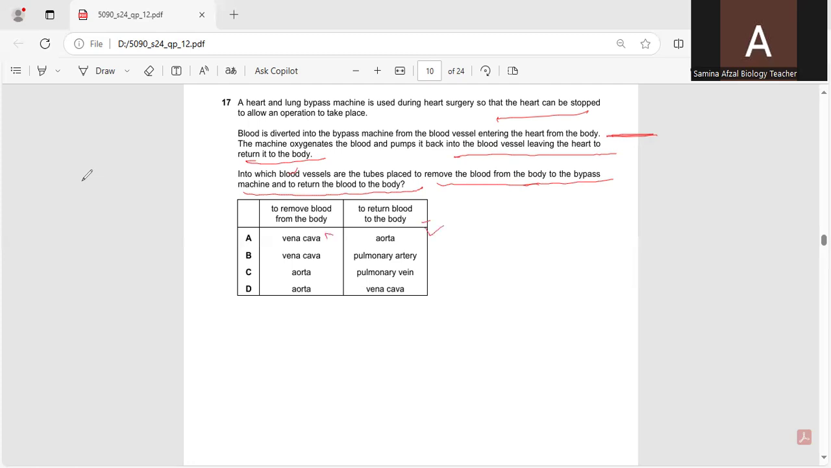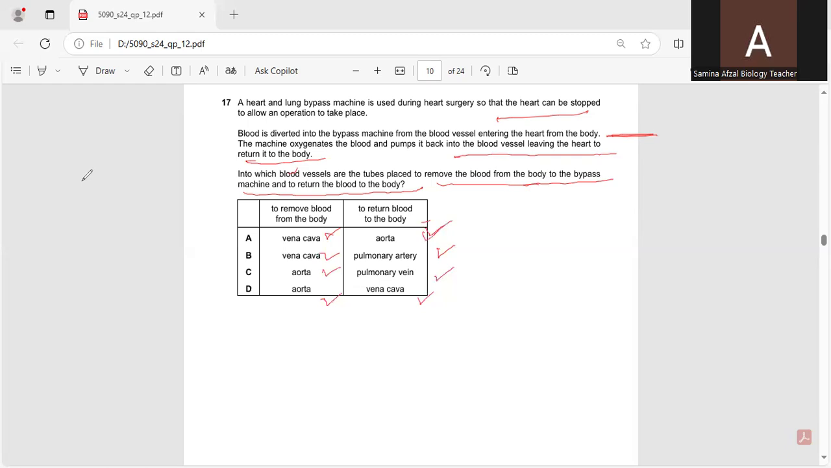So the options are: vena cava, pulmonary artery, aorta, pulmonary vein, aorta, vena cava. Here I would like to explain all this. Vena cava will collect the deoxygenated blood from the body. Aorta will distribute the oxygenated blood towards the body. Pulmonary artery will take the deoxygenated blood towards the lungs, and pulmonary vein brings the oxygenated blood from the lungs towards the heart.